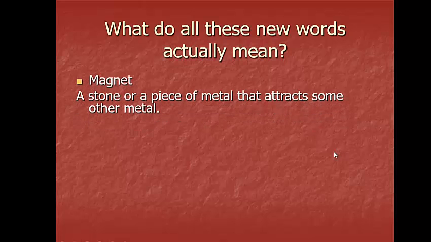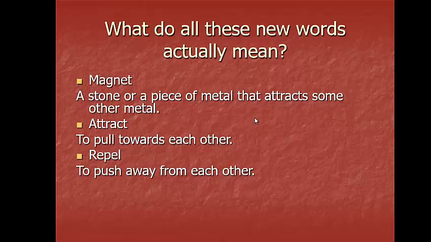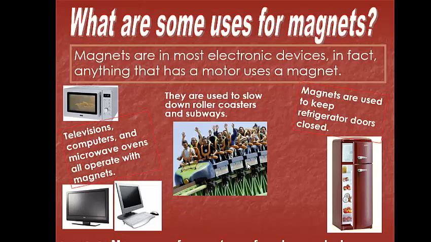So let's see the meanings of these terms. Magnet is a stone or a piece of metal that attracts some other metal. What does attract mean? Attract means to pull towards each other. Repel, to push away from each other. So attract and repel are opposites. Attract, pull toward each other, but repel, to push away. Poles, the ends of a magnet.